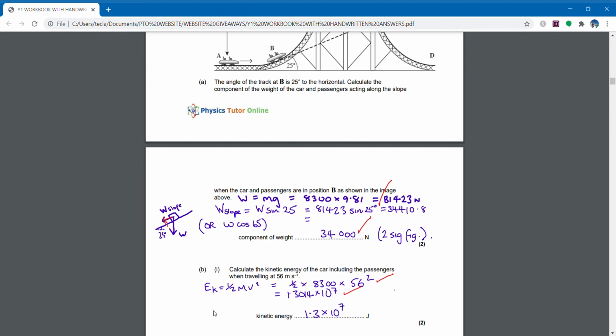So this little diagram may help with that. Got the weight acting vertically down. We're finding this component with the red arrow here. So it's a component of the weight which is pulling back down the slope. This angle here between weight and W slope is 25 degrees. So therefore we're going to use sine of 25. We could also use cos of this angle, which is 65. Think about it as a right angle triangle.